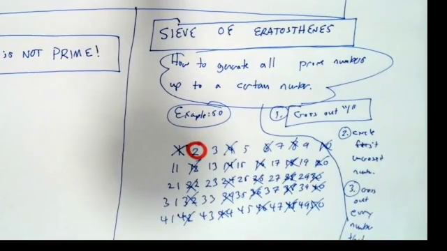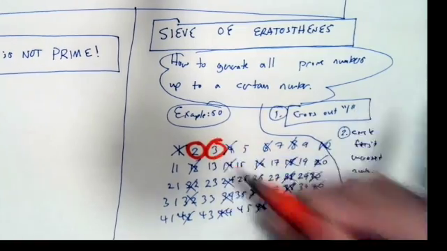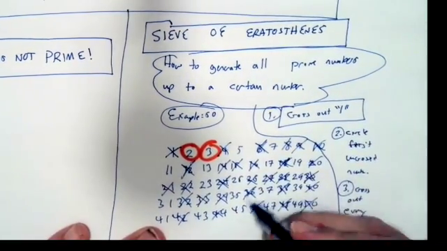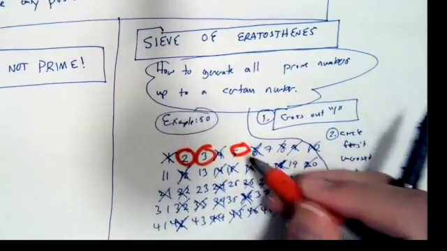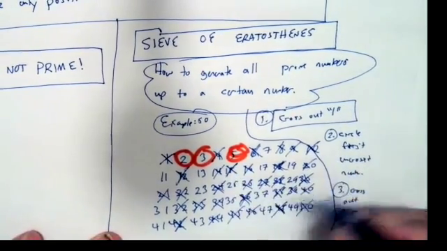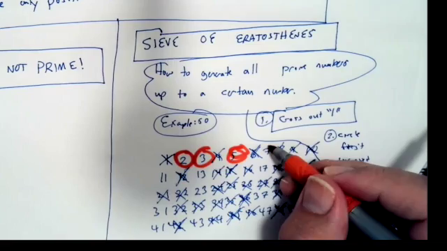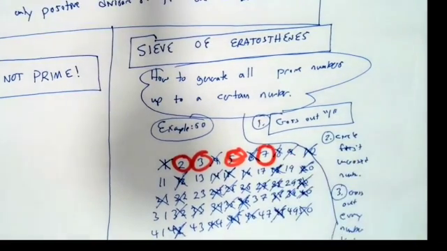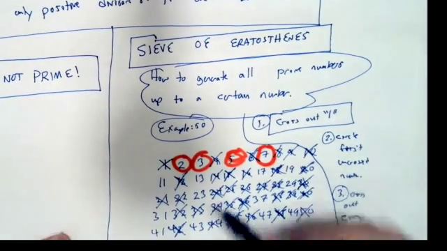So I come back, the first uncrossed out number is 3. So I'm going to cross out every third number. Then I come to 5, and 5 is not crossed out, so I circle it. So I'm going to cross out every fifth number. I come to 7. 7's the first uncrossed number, so now I'm going to cross out every seventh number.